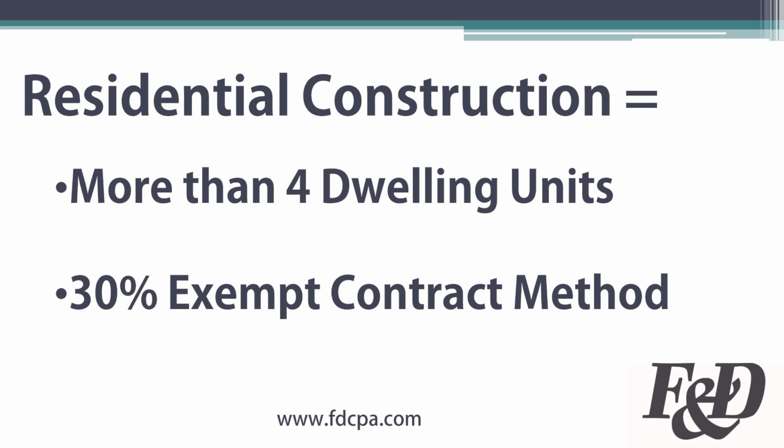Another type of contract with an exception is a residential contract. A residential contract has the same definition as a home construction contract, except that the work would be performed on a building with more than 4 dwelling units. A contractor may use the percentage of completion capitalized cost method, which essentially allows for 70% of the job to be reported on the percentage of completion method and 30% of the contract under the previously mentioned exempt contract method.